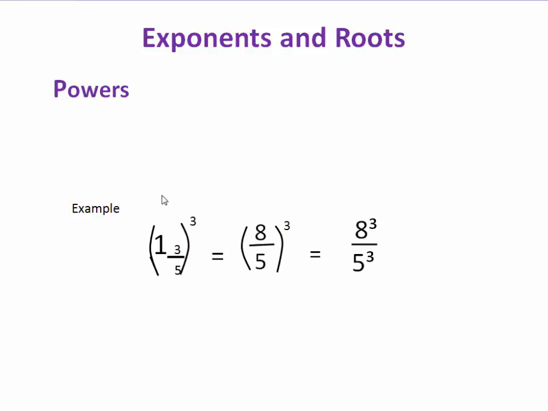Here we're given an example which we've been through before, but I've used a whole number: 1 and 3/5 is 8/5 to the power 3, so we distribute the 3, so this becomes 8 to the power 3 divided by 5 to the power 3.